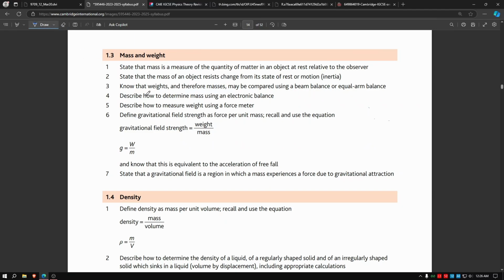Know that weights, and therefore mass, may be compared using a beam balance or equal arm balance. So if you ever went to a shop and wanted to buy, let's just say, 1 kilogram of salt, you either get a sealed bag, or you can buy it from an open container where they have, let's just say, 50 kilogram big bags of salt. And you only want to take 1 kilogram from this open bag, then they have to measure it out. How do they measure it out? They use the thing called a beam balance, equal arm, or anything of that sort.